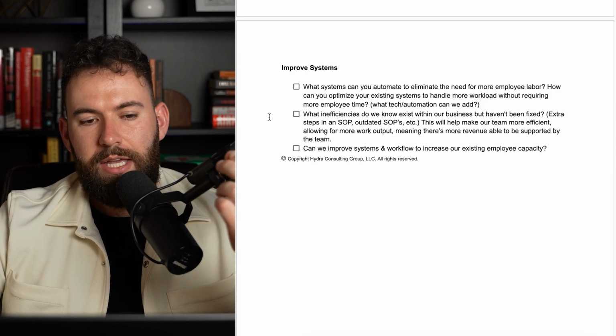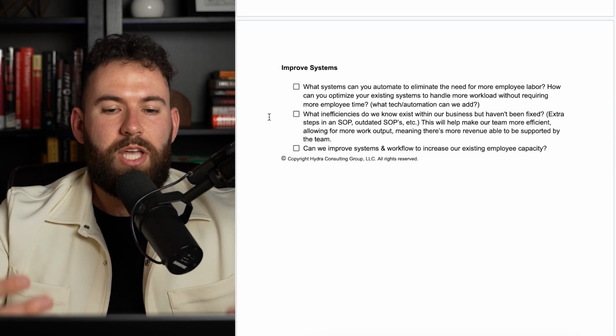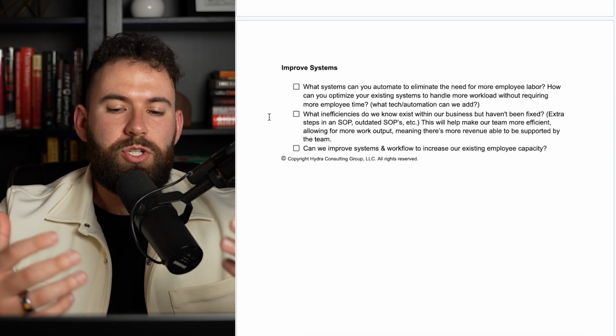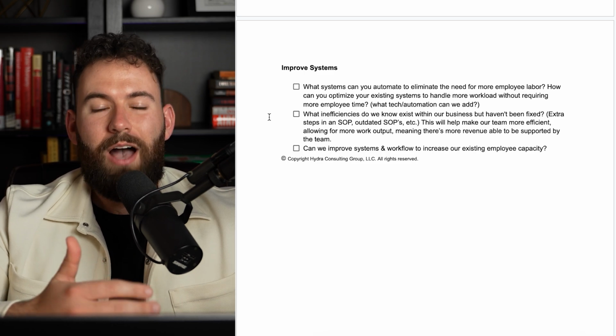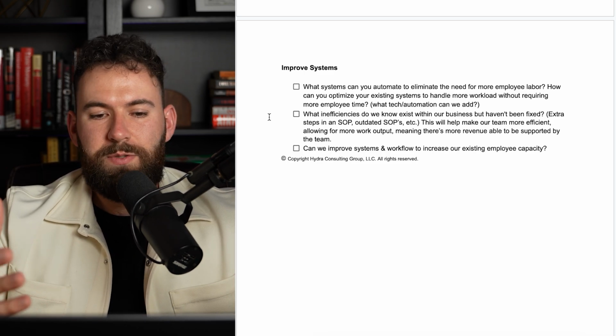And lastly, improving your systems. So what systems can we automate the work where we reduce the need for employee labor? How can we get more done with less people? With AI now, this is more common and more important than ever, because this is going to allow us to basically double our client roster, triple our client roster even, without having to hire more people. And that's where the margin is created, given that labor is the number one expense in any service-based business.